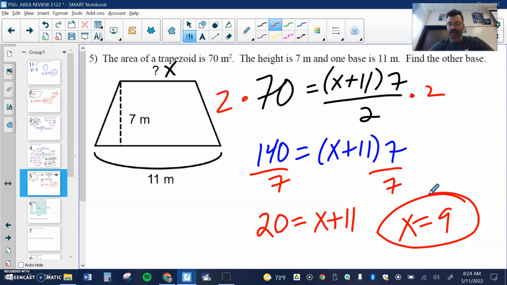Now, to check my work, I could just plug this 9 back into the original equation and see if I get the 70. All right, if you want to make sure you're doing that right. Okay, I'm going to pause there.